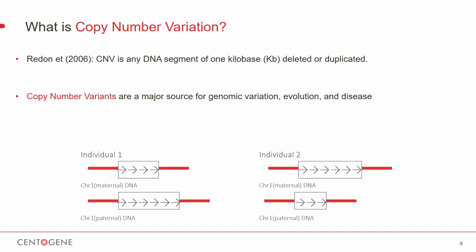Simply, the initial definition was started by Redon et al. in 2006, where a copy number variant is any segment of DNA about 1 kilobase pair deleted or duplicated compared to the human genomic reference. This initial definition evolved to include different resolutions of deletions and duplications, from exon to chromosome. Most of the changes in the genome are not considered disease-causative mutations, and copy number variants are considered a major source of genomic variation and evolution.